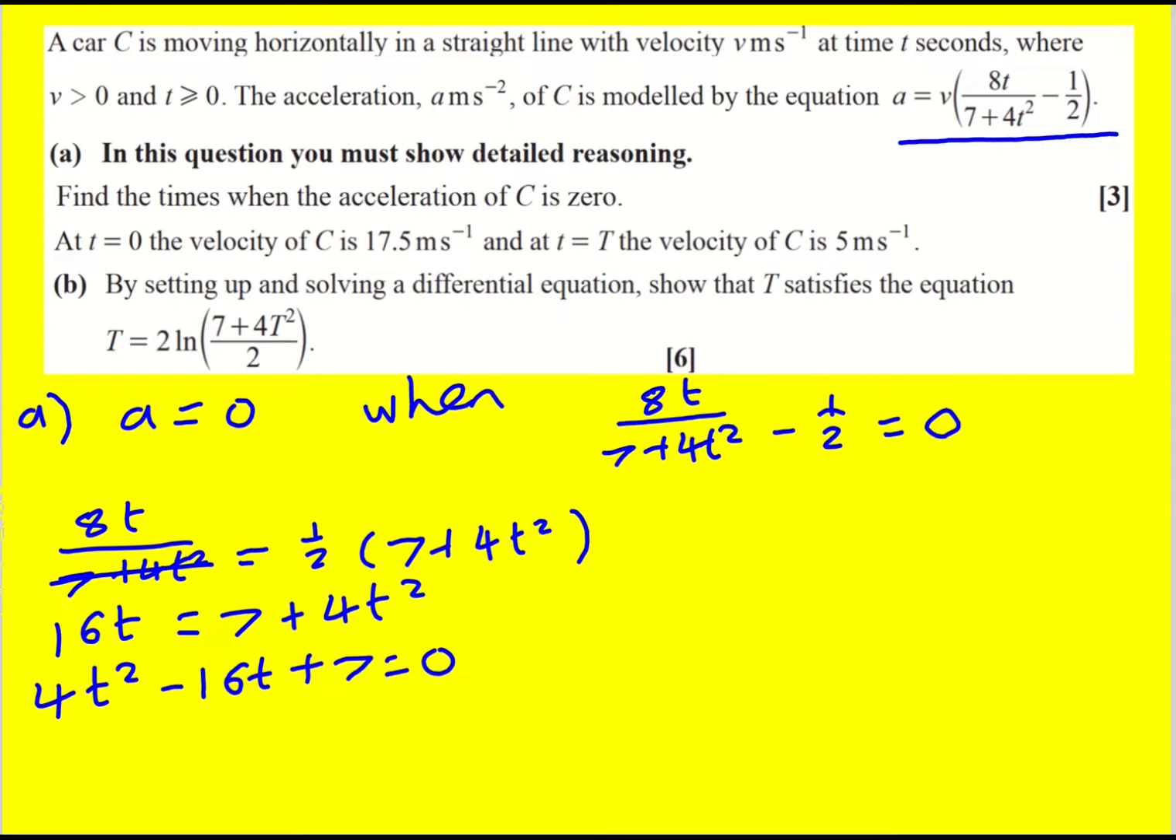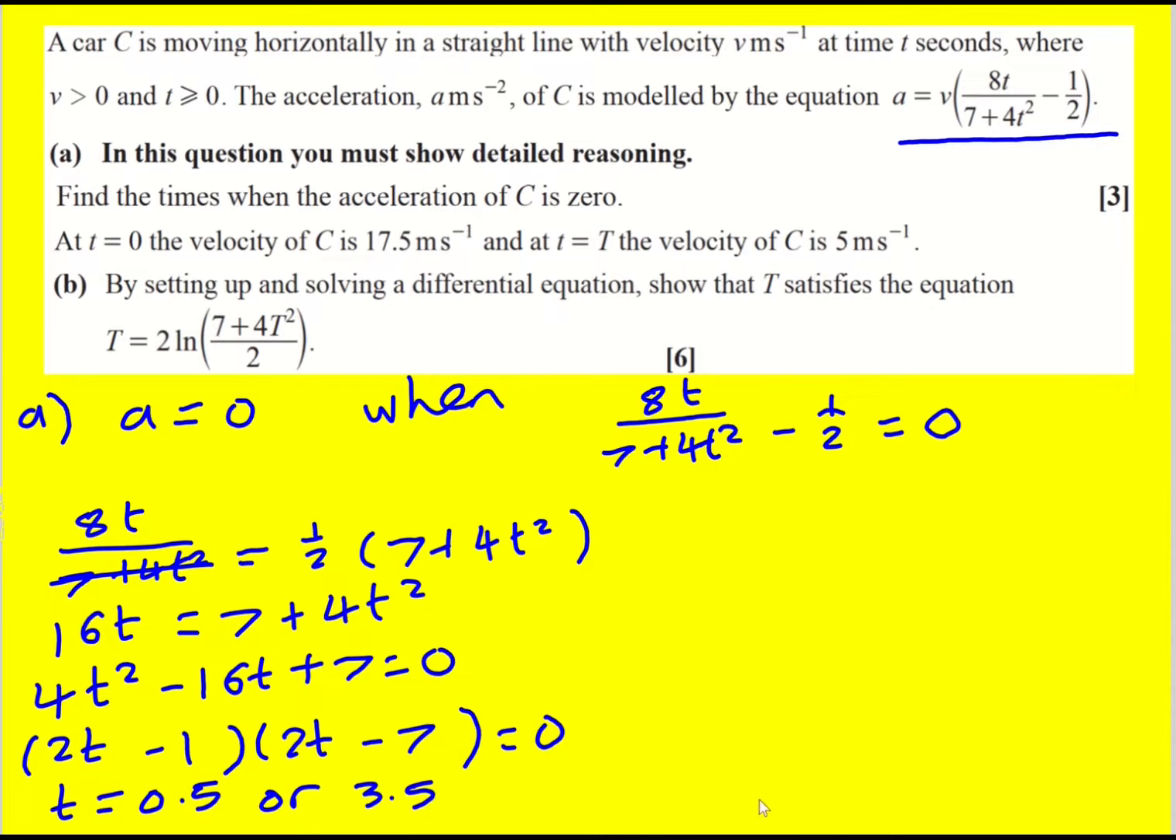We'll have to show detailed reasoning, actually, so do not put this in your calculator, or if you do, factorize it at the very end. I'm going to go with 2t. It might take a little bit of time to factorize, but 2t and 2t are going to have to both be negative. If I make it minus 7 and minus 1, then it all checks out. T is going to equal a half, or 0.5, or 7 over 2, 3.5.